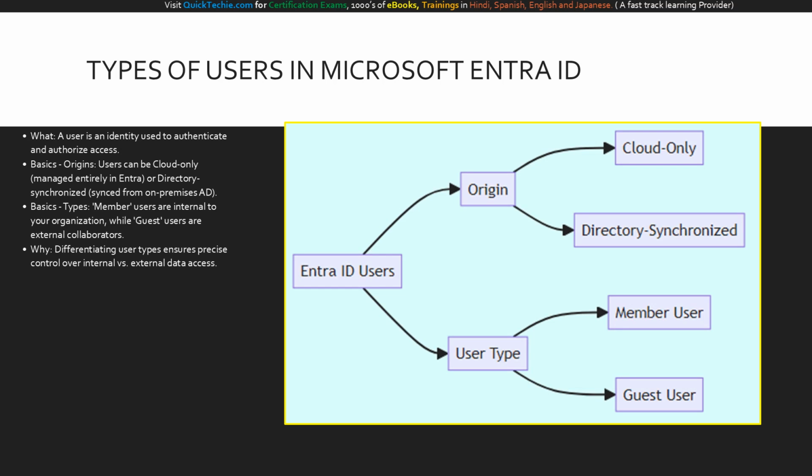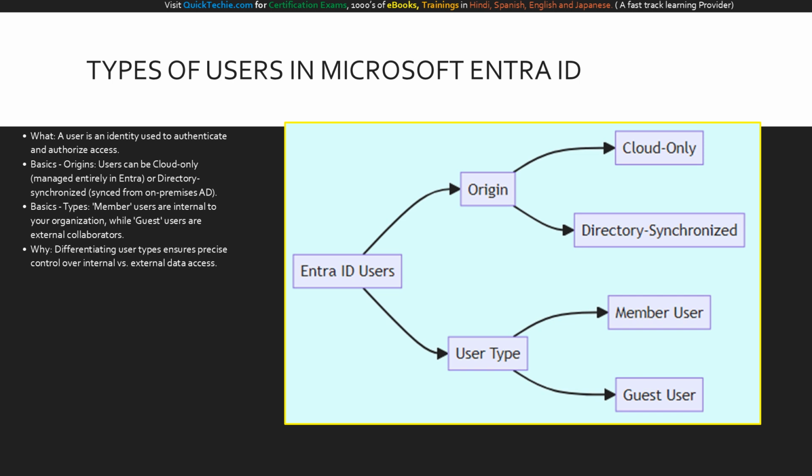Now that we know what Entra ID is, let's break down the types of users. By definition, a user is simply an identity used to authenticate into your environment. For the basics, you need to understand where these users originate. Cloud-only users are created and managed directly in Entra ID, whereas directory-synchronized users are replicated from an on-premises Active Directory. Furthermore, we categorize them by their relationship to your organization. Member users are your actual employees, and guest users are external collaborators invited to your tenant. Why does this matter? Because properly classifying user types allows you to safely collaborate with partners while protecting internal assets.